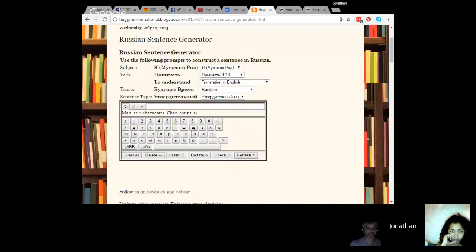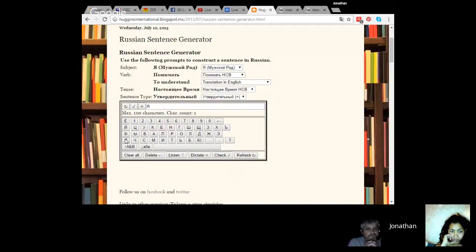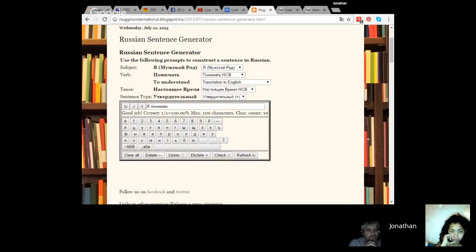But if I do this and I say, okay, panimat, to understand, and I want to work in the present tense, I could write here, pani mayu, put the period there, and I will check this, and yeah, that's correct.